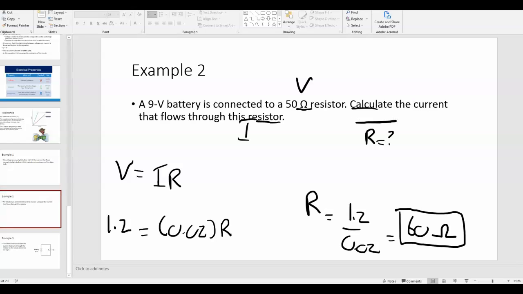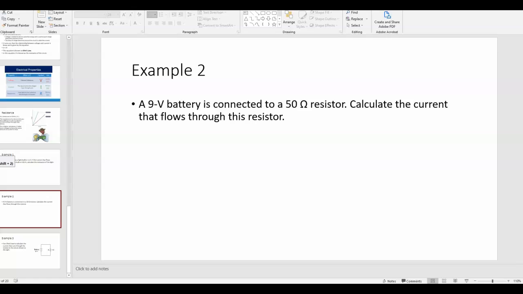Example 2. Try to do example 2 on your own. Example 2 says a 9-volt battery is connected to a 50 ohm resistor. A resistor is a little circuit component. You can buy it at Radio Shack, or on Amazon or whatever. It's a tiny component that you can put in the circuit to do stuff with. So this resistor has a resistance of 50 ohms, and it says calculate the current that flows through this resistor. Pause there and try to do example 2 on your own.